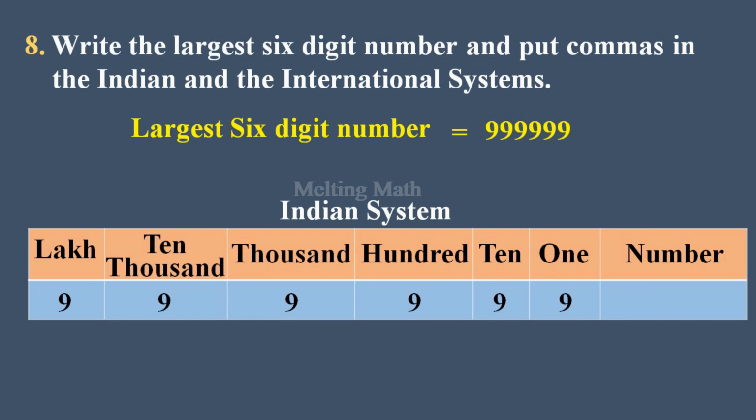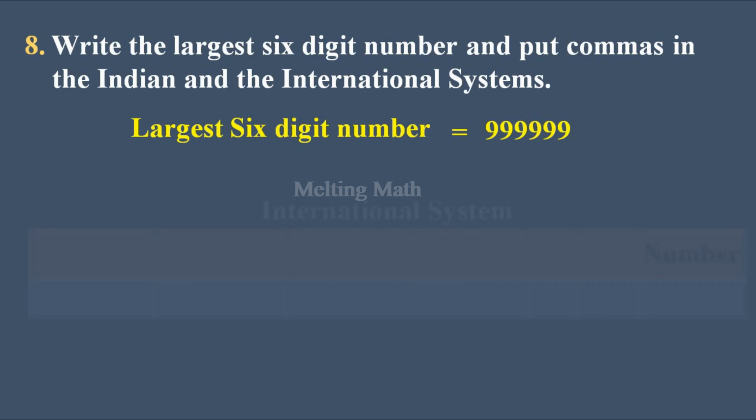Then we have to put commas according to the periods of the Indian system. We know ones, tens, hundreds come under the ones period. So just put a comma here. Then thousands, 10,000s come under the thousands period. So just put a comma here. Then lakh is in the lakhs period. So just write 9 as it is. That's it. This is the comma placement of the Indian system for the largest 6-digit number. Next, see the international system.